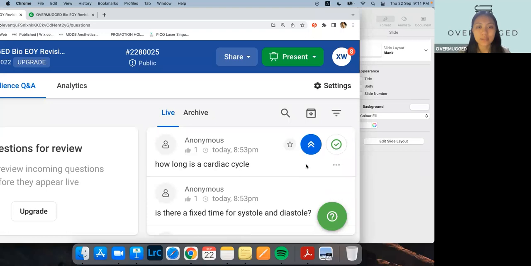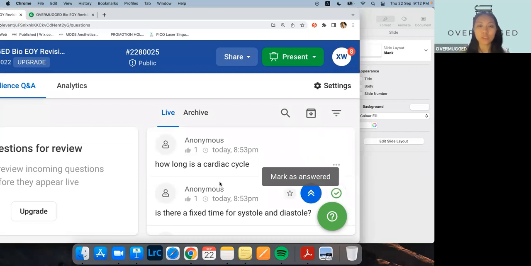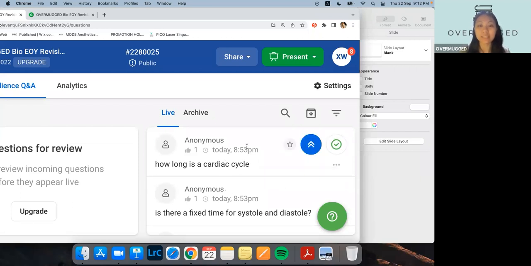Just now I answered already. How long is a cardiac cycle? Just now I also said already. Depends, right? It depends on one cycle. One cycle depends on how fast your heart is beating. If you exercise versus resting versus sleeping, it is different. So for these two questions, the answer is depends.